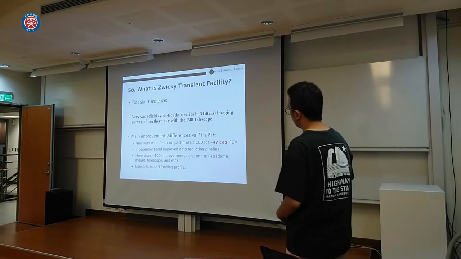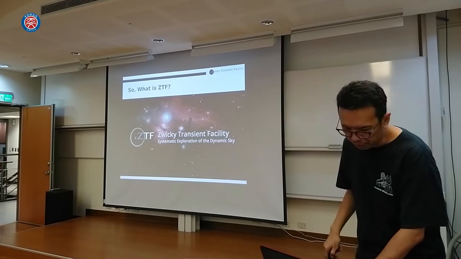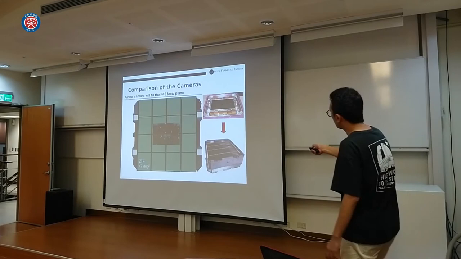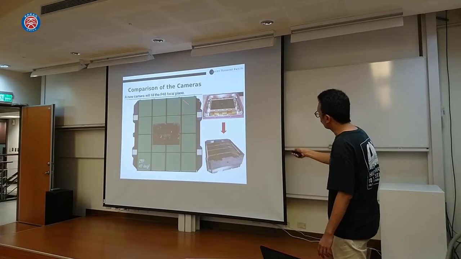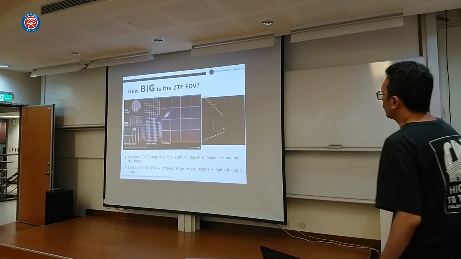Okay, so this is a nice picture. If you go to the ZTF website, you will see these nice pictures. So this is the camera. PTF is this camera, and ZTF is this 16 CCD camera. If you put them on the focal plane, the PTF camera only covers this region, and the whole ZTF camera covers the entire focal plane of the P48 telescope. So this is how big it is.